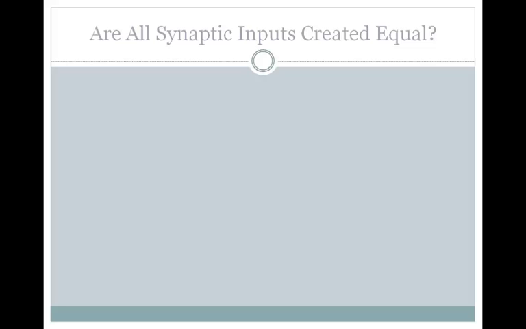So now the question you might ask is, are all synaptic inputs created equal? Do you just need X number of excitatory neurons firing to get you to threshold? And of course the answer is no. The distance matters. How far away your synapse is from the axon hillock is important. The further away it is, the more the current is going to decay before reaching the axon hillock.